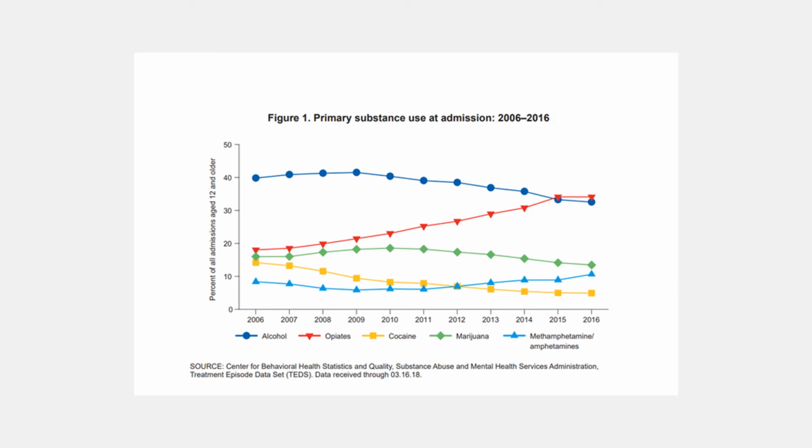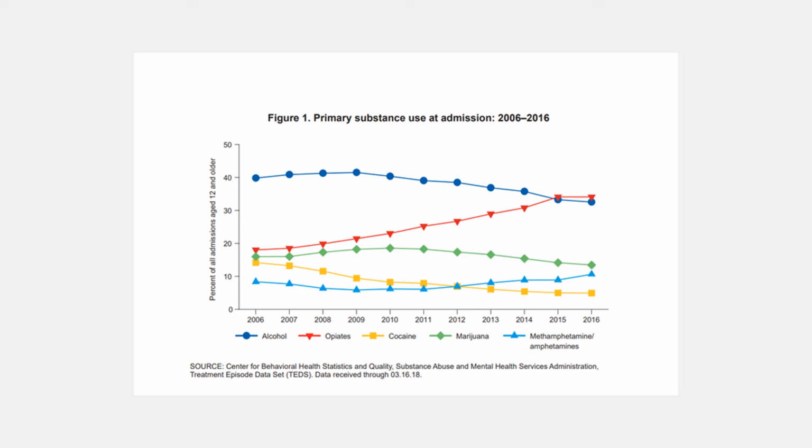From this data, we also have this chart here. This is looking at the primary substance use at admission, across the time span of 2006 to 2016. The yellow line with the circle represents alcohol. The red line with the triangle represents opiates. The green line with the diamond represents marijuana. The yellow line with a square represents cocaine, and the blue line with the triangle represents methamphetamine and other amphetamines.